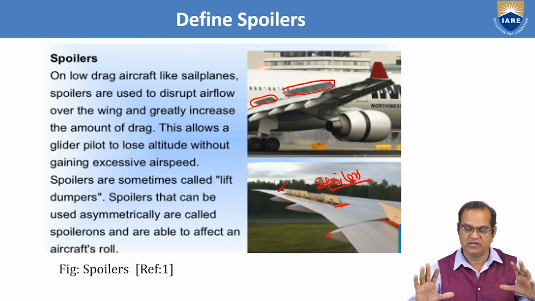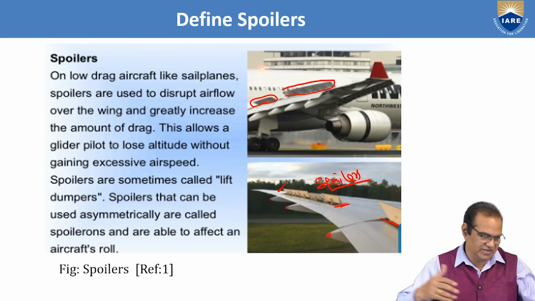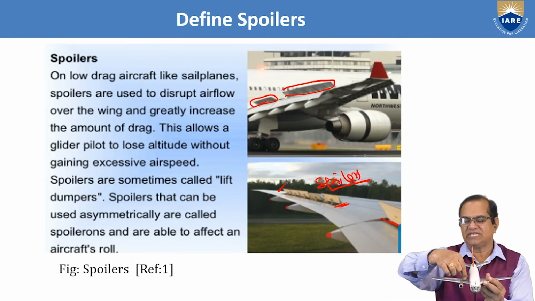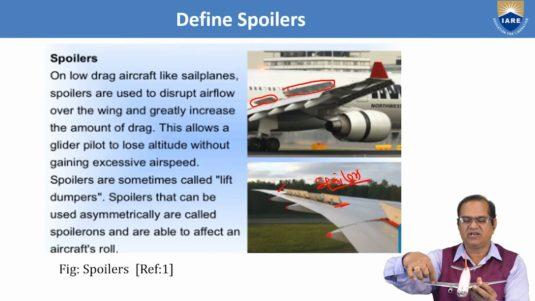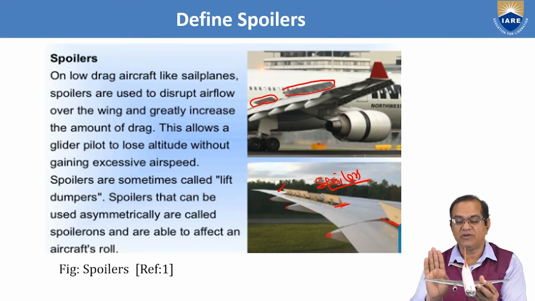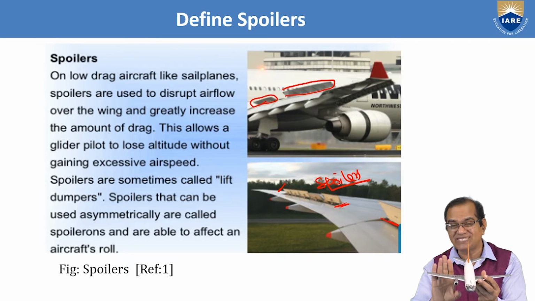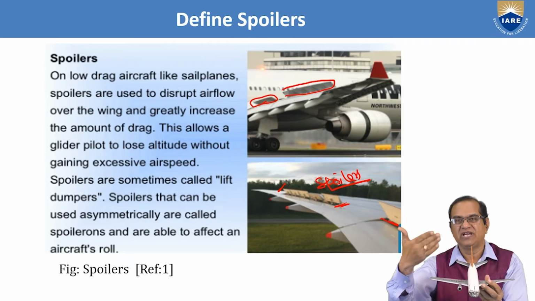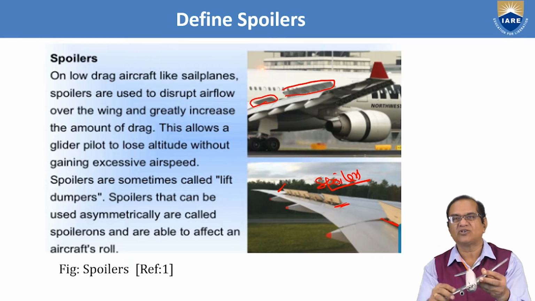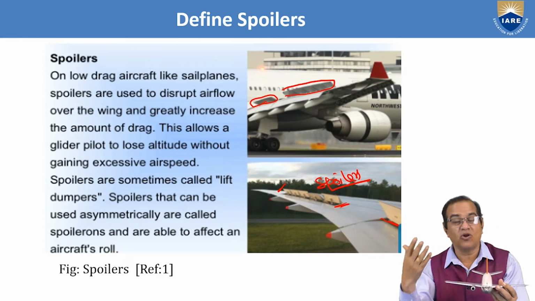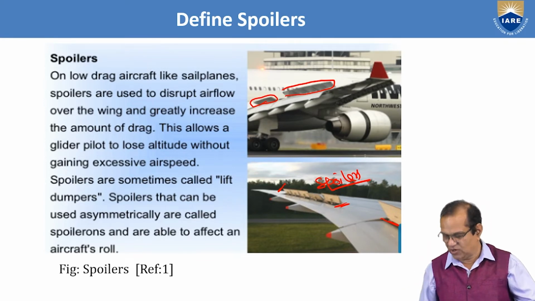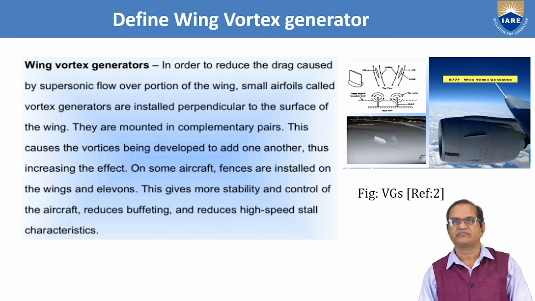If you raise an equal amount on the left and the right wing, it will spoil the lift. But if you lift the spoiler on one side only, then it will roll and also yaw. So rolling and yawing can also be performed with the help of the spoiler for low speed aircraft.